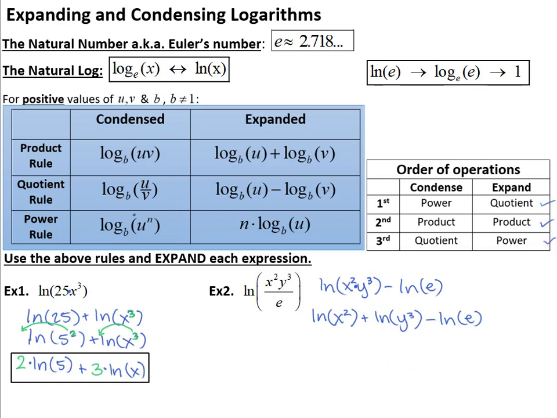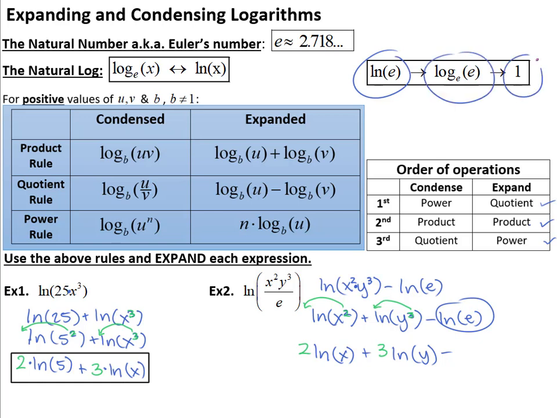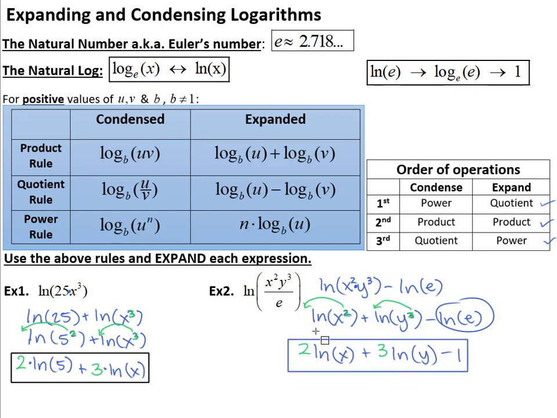Lastly, we have the power rule. Do we have any exponents that we can bring out as multipliers? And yeah, we have a couple. We've got a 2 and a 3. And again, let's bring those both out as multipliers. So we're going to have 2 times that log, 3 times that log. And we get 2 times the natural log of x plus 3 times the natural log of y minus, and then check this out, the natural log of e. We talked about that earlier. That actually has a value of 1. So we can actually replace that with 1. And there we go. This is as fully expanded out as we can do in our second example.